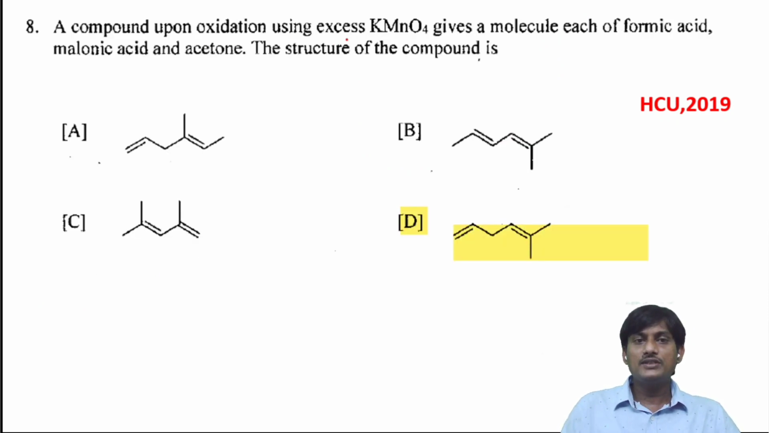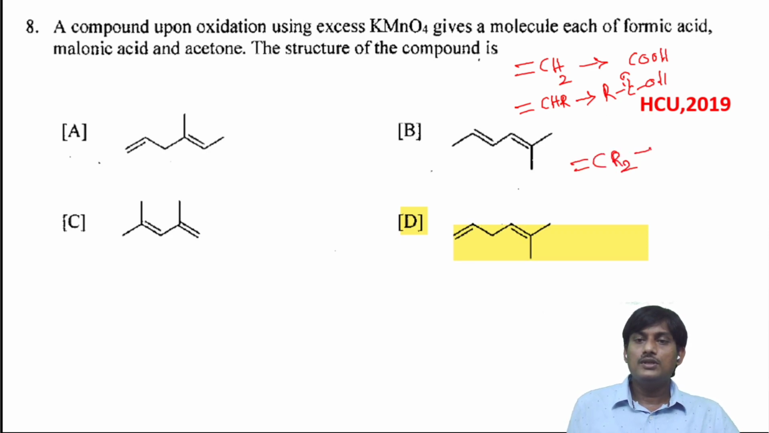A compound upon oxidation using excess of KMnO4 gives a molecule each of formic acid, malonic acid, and acetone. What is the structure of the compound? If the structure contains a double bond with CH2, that will be converted into COOH. If it contains CHR, that will be converted into RCOOH. If it contains CR2, it will be converted into R2C=O, a keto group. If there is at least one hydrogen on the double bond carbon, that will be converted into COOH.